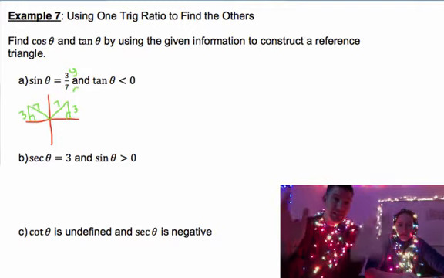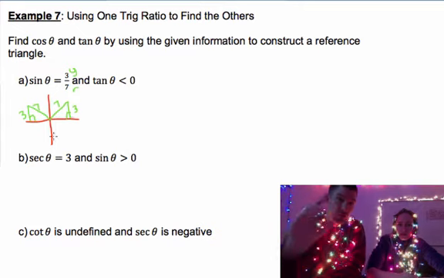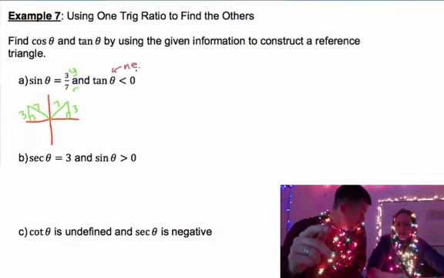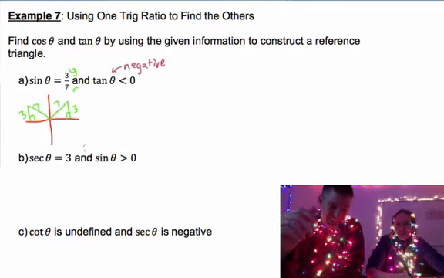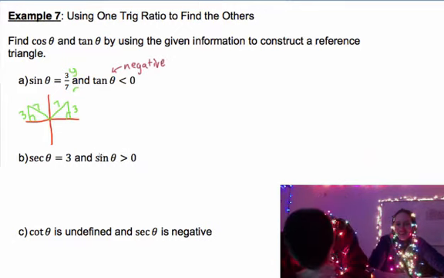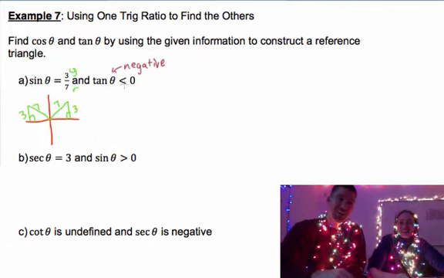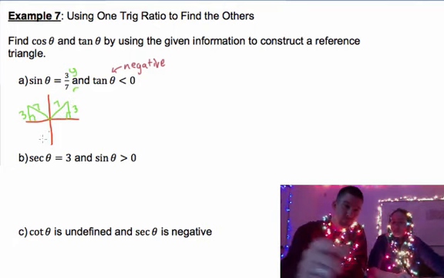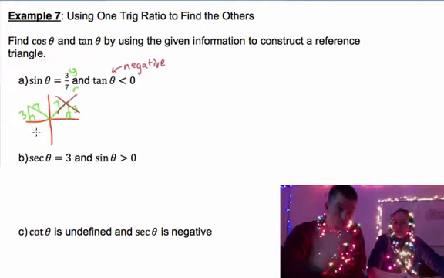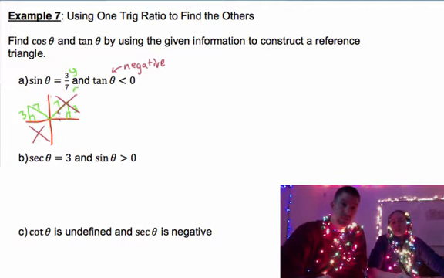They told us that the tangent has to be negative, that's what this means, tangent theta less than 0. There are 2 places where that can happen. Tangent's positive in the first and the third quadrant, and it's negative in second and fourth. So that gets rid of these 2 quadrants as options.